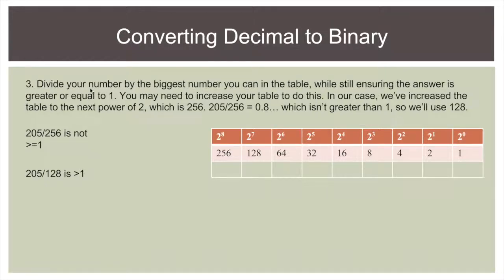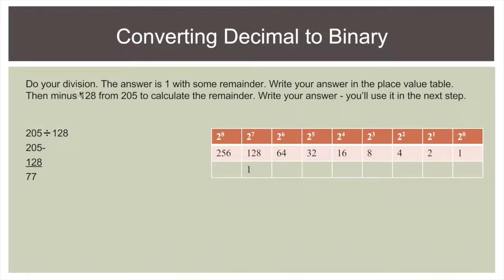So you divide your number by the biggest number you can in the table while still ensuring the answer is greater or equal to 1. You may need to increase your table to do this. In our case, we've increased the table to the next power of 2, which is 256. So 205 divided by 256 equals 0.8 something. It's not greater than 1. So then we'll use 128. 205 divided by 128 is 1 point something. It's greater than 1, so we'll use that.